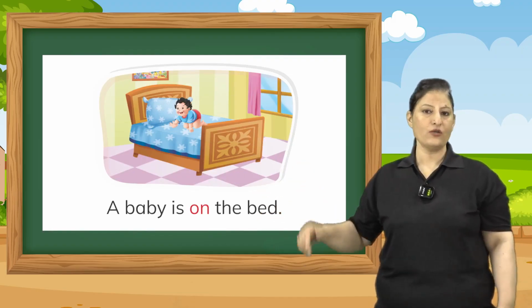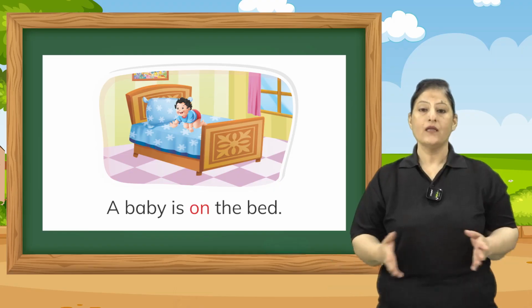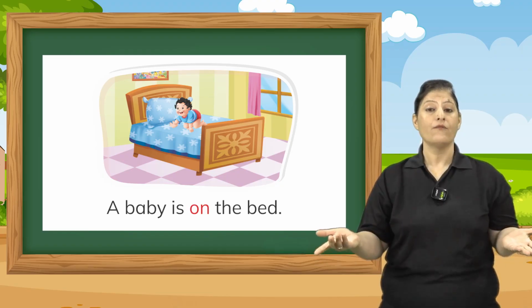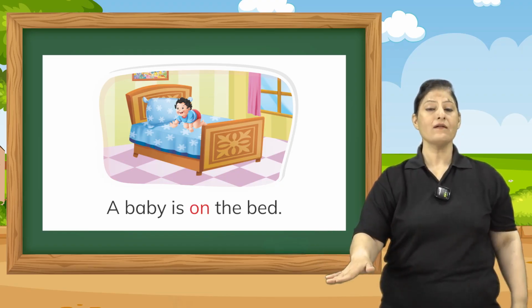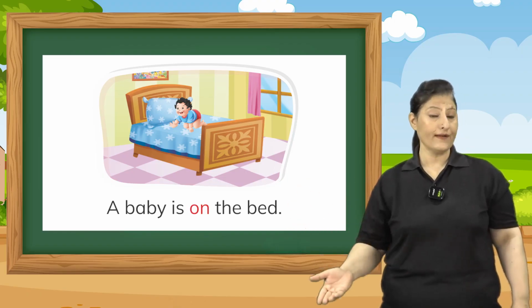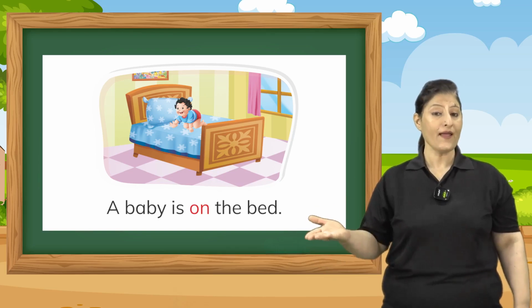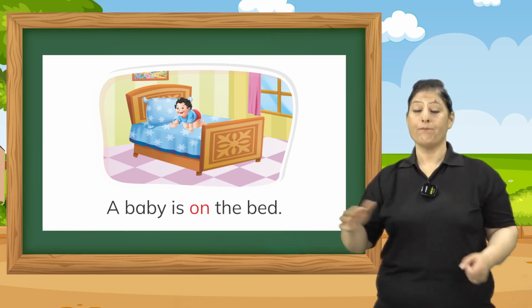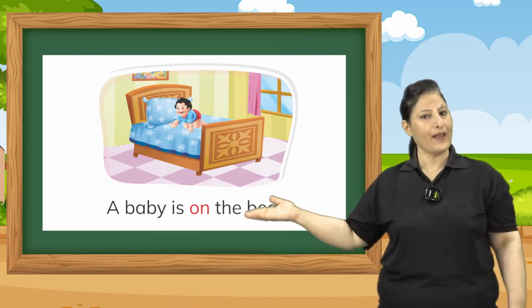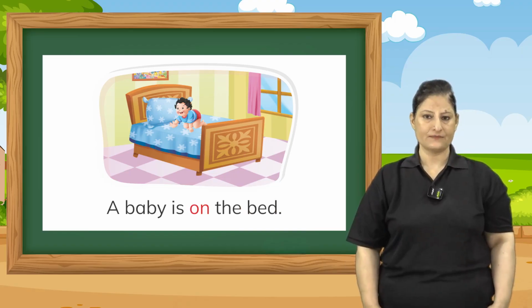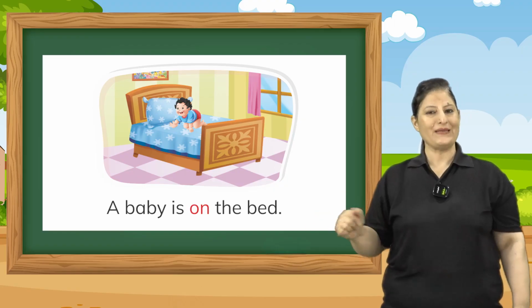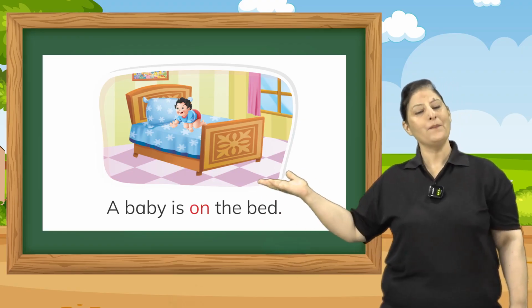Now in the second picture you can see a baby. This baby is sitting where? In the bed? On the bed or under the bed? Baby कहाँ पर है? It's on the bed. Bed के ऊपर है. Where is the baby? It's on the bed. So let's read the sentence. The baby is on the bed.